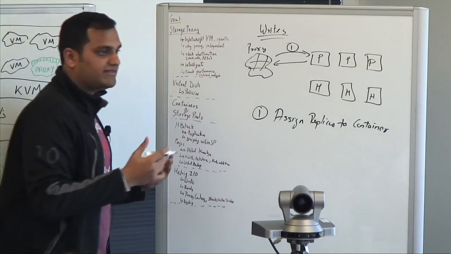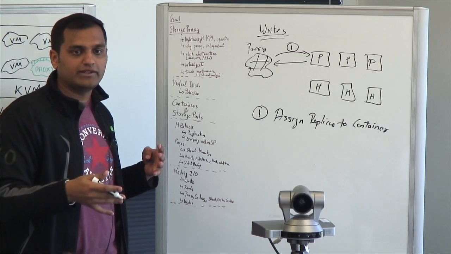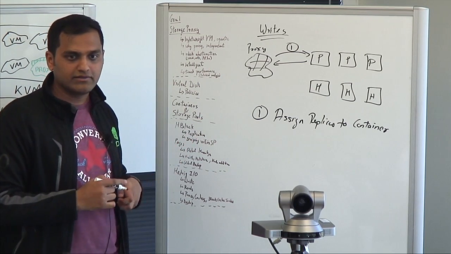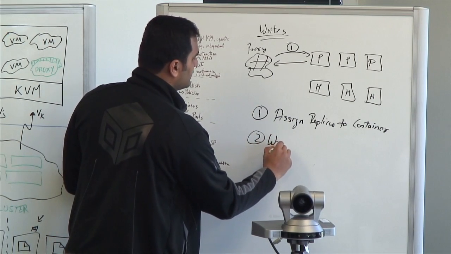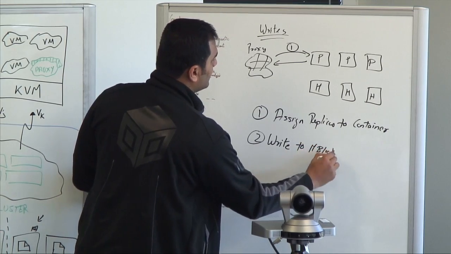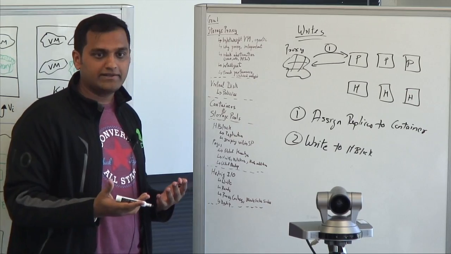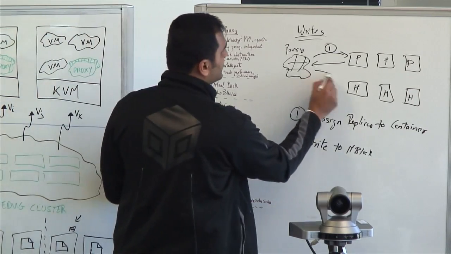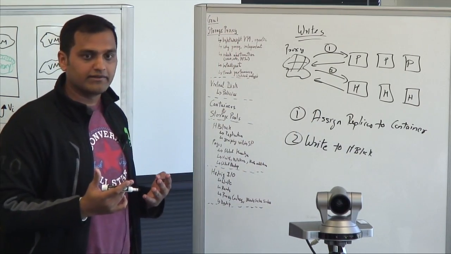Now, any other writes to this container need not do step 1 because the replica set has already been assigned, so the proxy caches that information. The second step is write to HBlock. So now the proxy knows where this data needs to be replicated. It sends the write request to one of them, say this node, and tells it where it needs to be replicated.